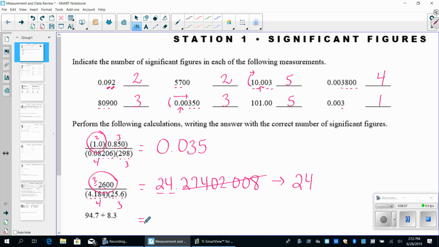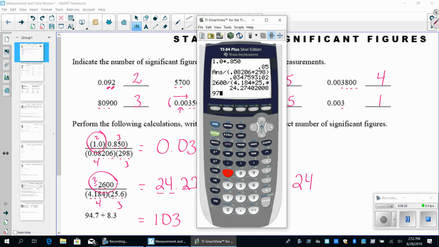Bottom one, when you are adding, you are looking at places past the decimal. So 94.7 plus 8.3 is equal to 103. And this is how it looks in the calculator. So 94.7 plus 8.3. So obviously you have to put it in there correctly. Plus 8.3. All right.